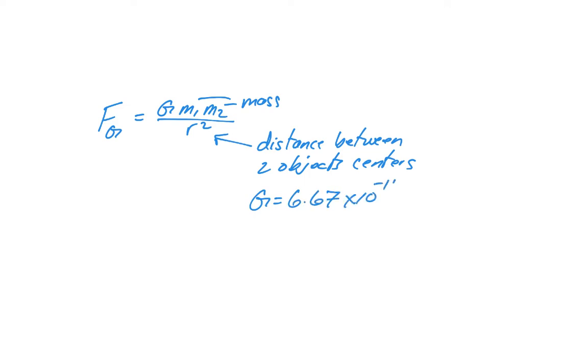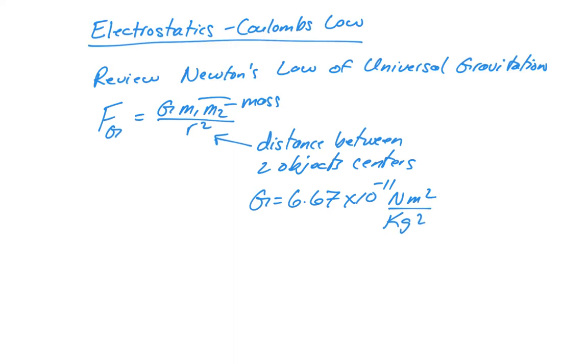And you can figure out the units on your own, but I'll give them to you. It's newtons meter squared per kilogram squared. How would you figure that out? It's pretty simple. You would just have to take a look at what we want to end up with. We know it's a force, so we want to end up with newtons. So G better have newtons in there. And then it has to have something to cancel out the kilogram squared from the two masses. And we have to cancel out the meter squared from the radial distance squared. So that's how we come up with those units.